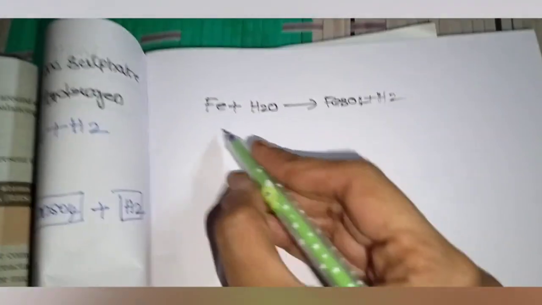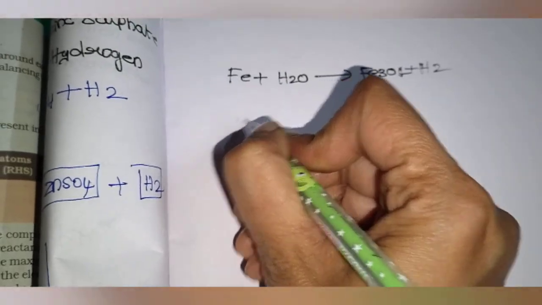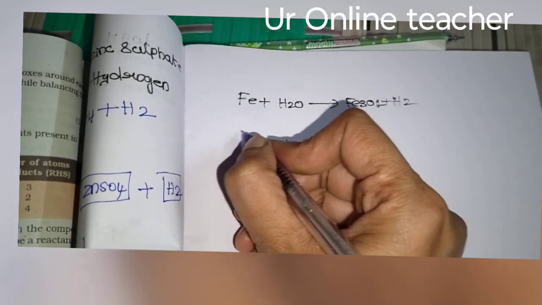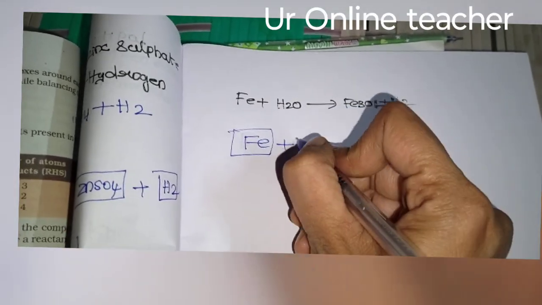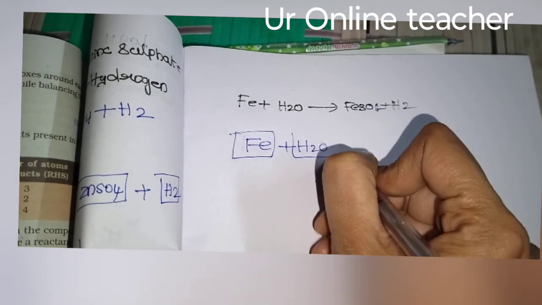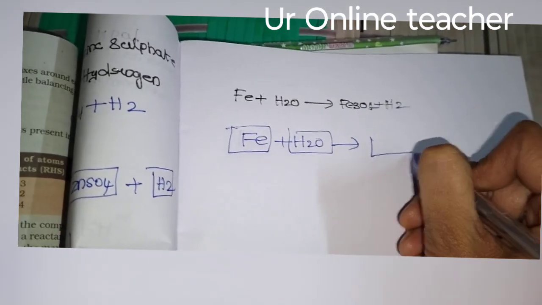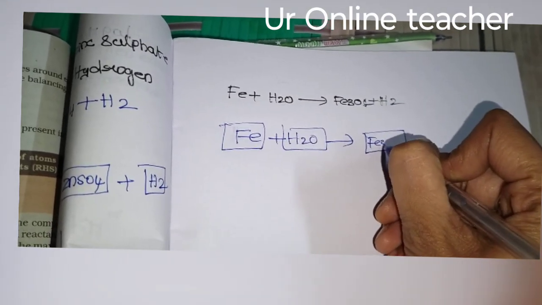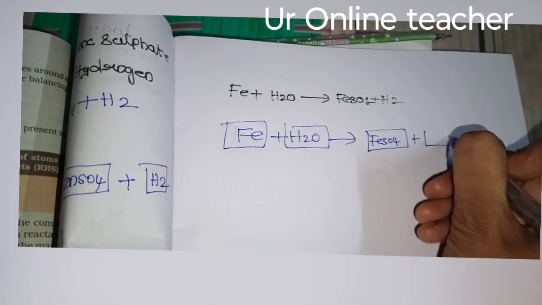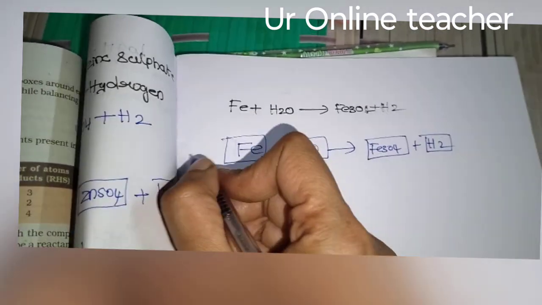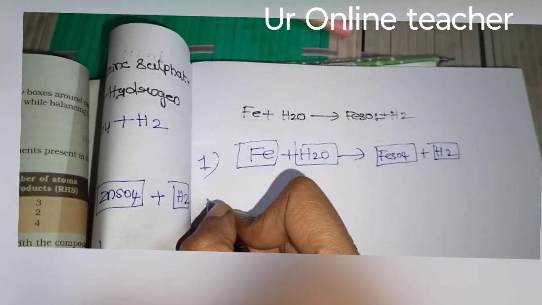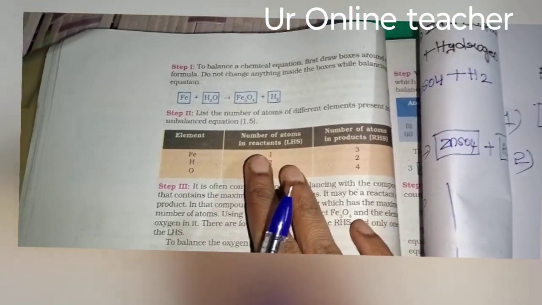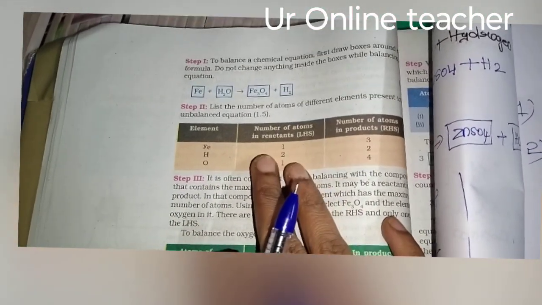So first we should write the boxes for the chemical reaction. So Fe plus, write the boxes, H2O gives, write the boxes, Fe3O4 plus H2. This is the first step they told. Then the next step is to calculate the number of atoms of the different atoms present in it.